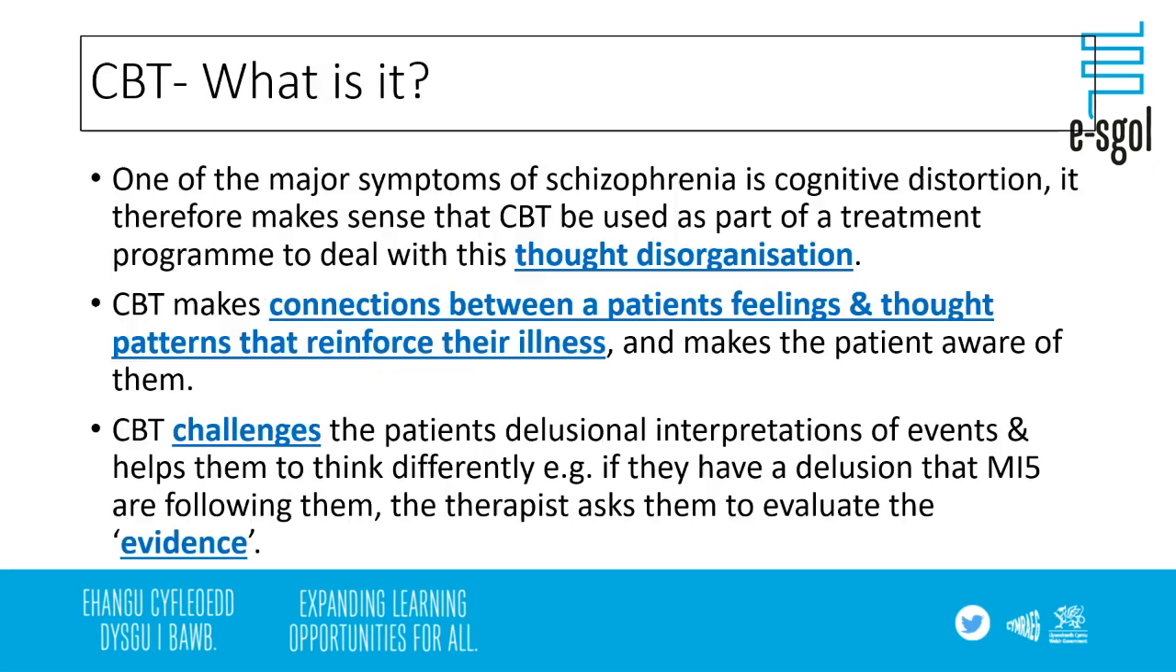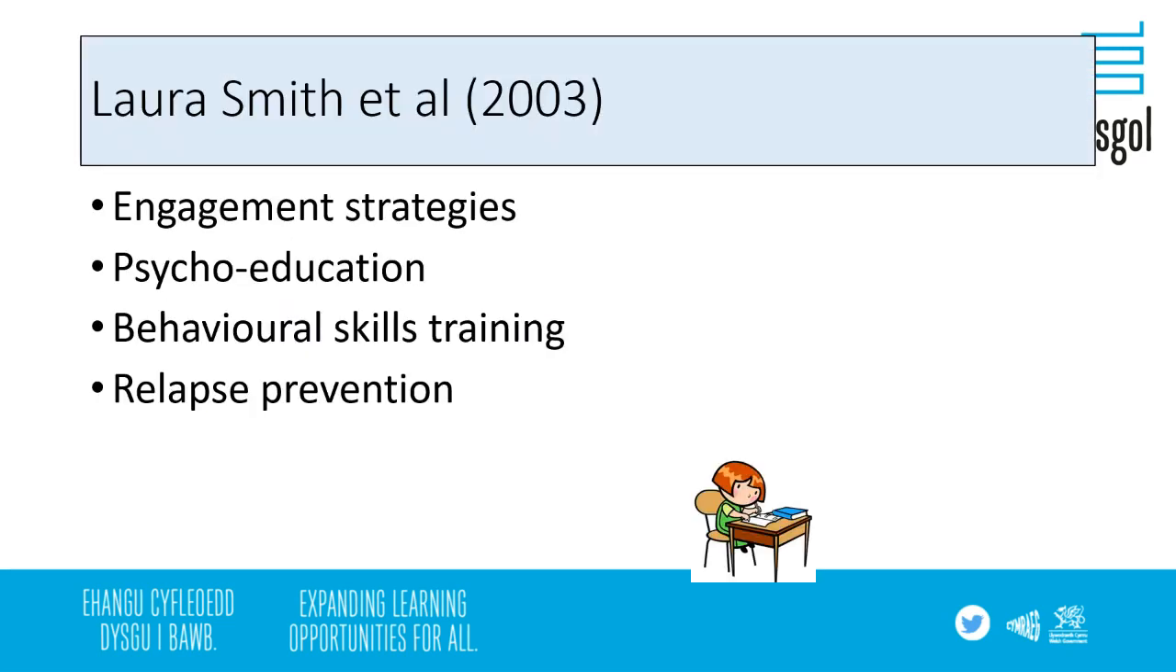So the next thing from that is cognitive distortion. Okay, so it makes sense that CBT uses the treatment to deal with thought disorganization. So it connects their patient's feelings and thought patterns that reinforce the illness, and they challenge it. Okay, they get them to think outside of the box.